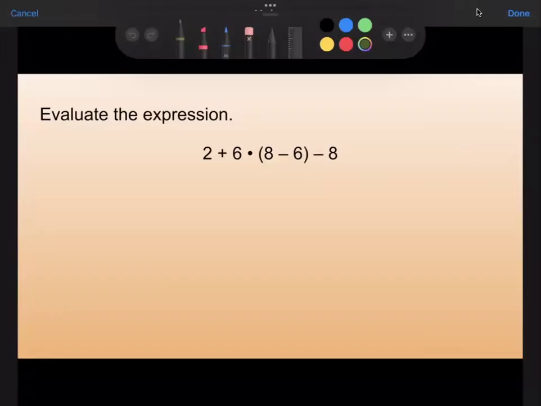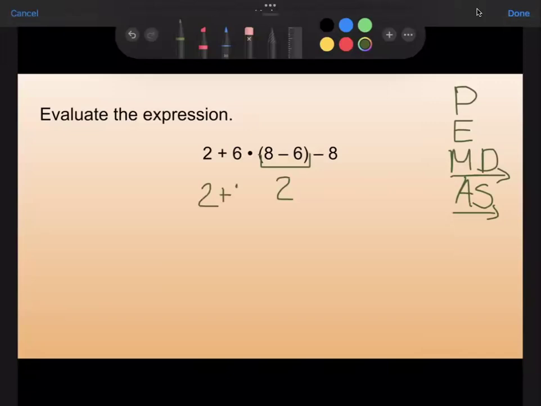Okay, here is the last one for today's video. And I'm going to go ahead and write PEMDAS up here, PEMDAS, left to right, left to right. Okay, so this is 2 plus 6 times 8 minus 6 in parentheses minus 8. So we do have some parentheses here. So we're going to need to do that first. 8 minus 6 is 2. So I'm going to go ahead and bring down the rest. 2 plus 6 times 2, and then minus 8.